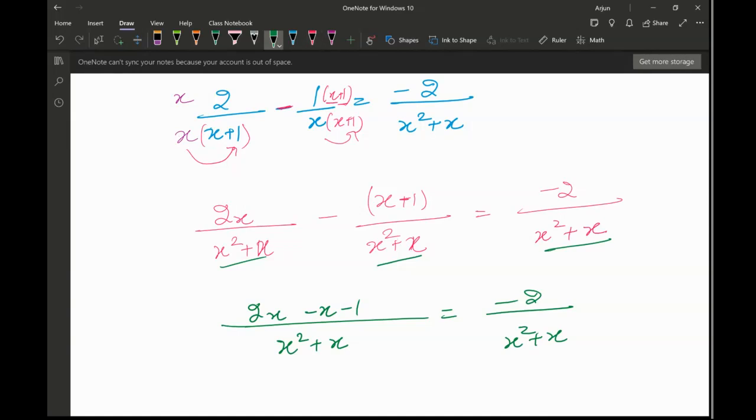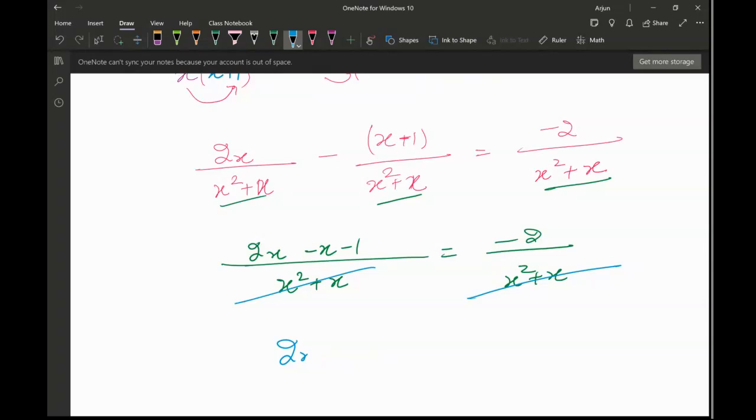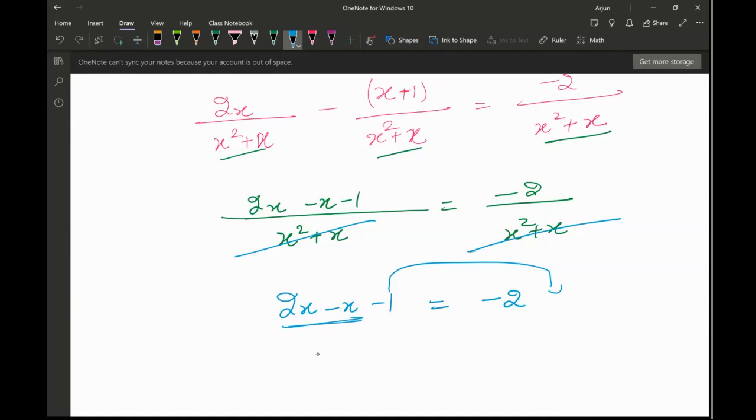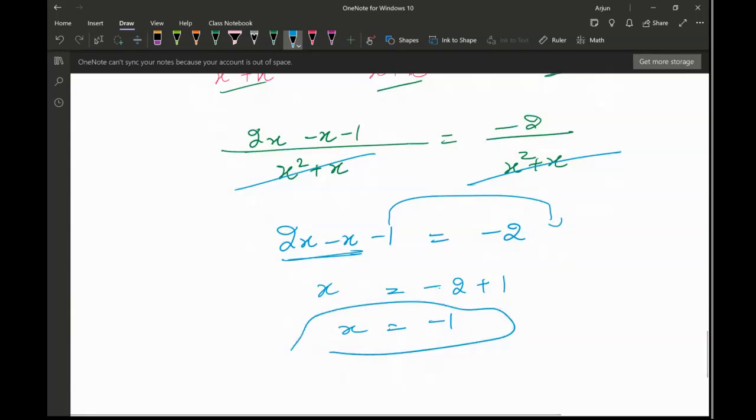If the denominator is the same on both sides of the equality, I will cancel out the denominator, and 2x minus 1 equal to minus 2. You can move one to the other side. Subtract them. This is going to become x, and this is minus 2 plus 1, x equal to minus 1. So we got the value x equal to minus 1.